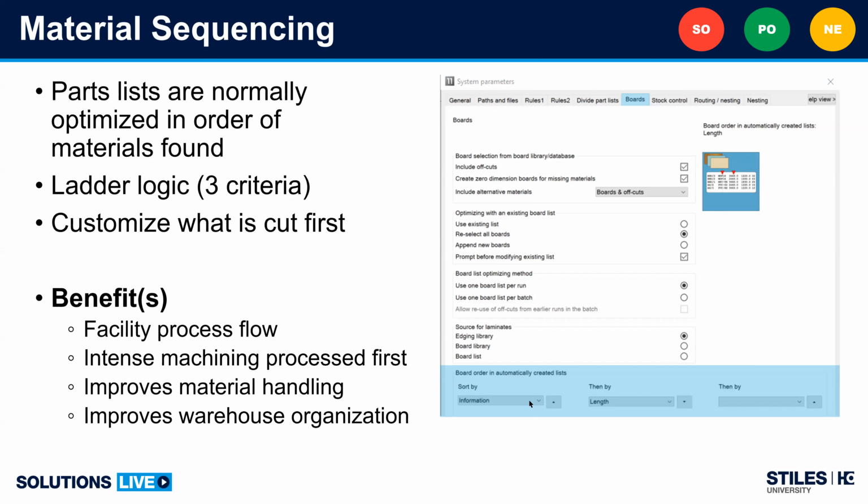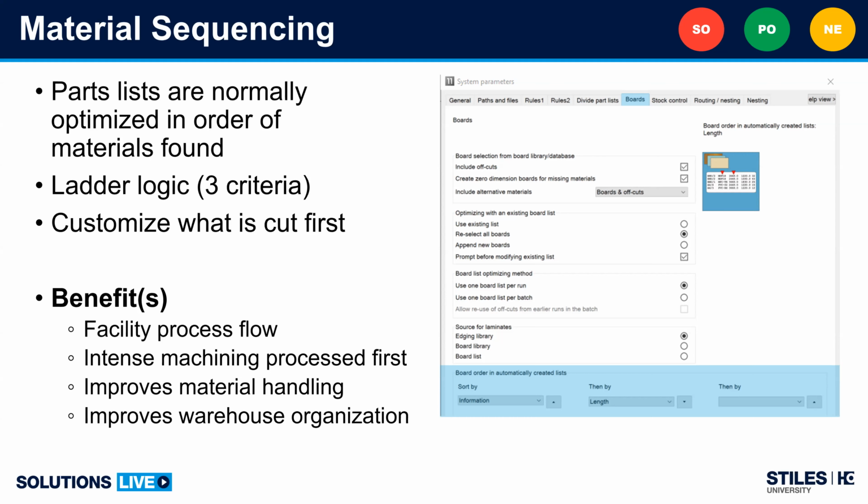If you hit the drop down, you're going to find all the cells from your board library, whether it's your material name, your board code, your cost, your length, width, whatever it is. You can use that to sequence your materials and the order they're going to arrive at your saw or your router.